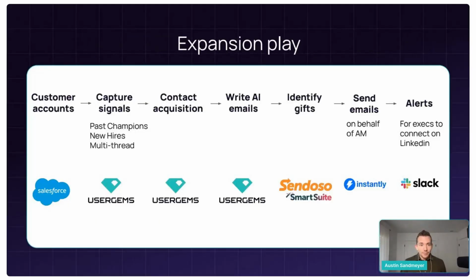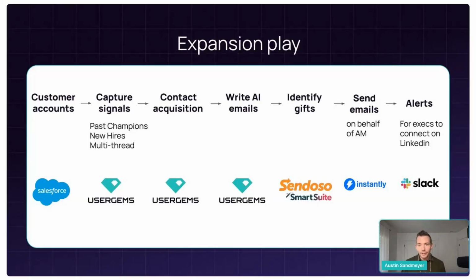What does the expansion play kind of look like? So we obviously have our customer accounts. We obviously have them in our Salesforce and our CRM. Then we push them into UserGems. They're always watching and always keeping an eye on them and understanding who the past champions are. Are there any new hires? Are there opportunities for multi-threading across our customers and our users where there are not active users of our product?